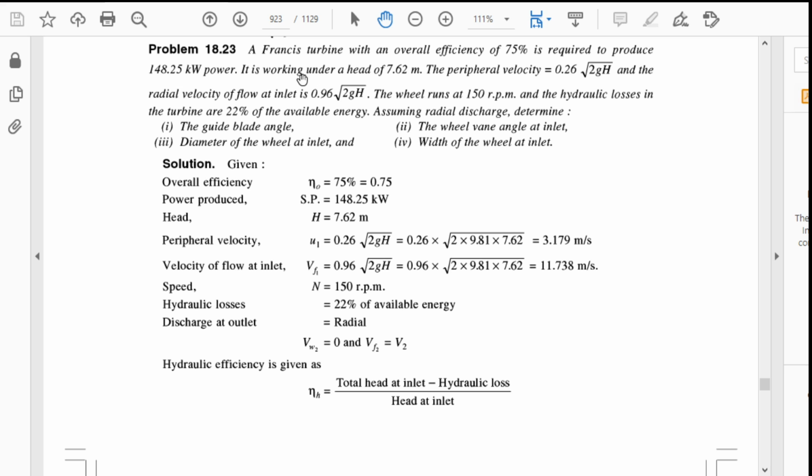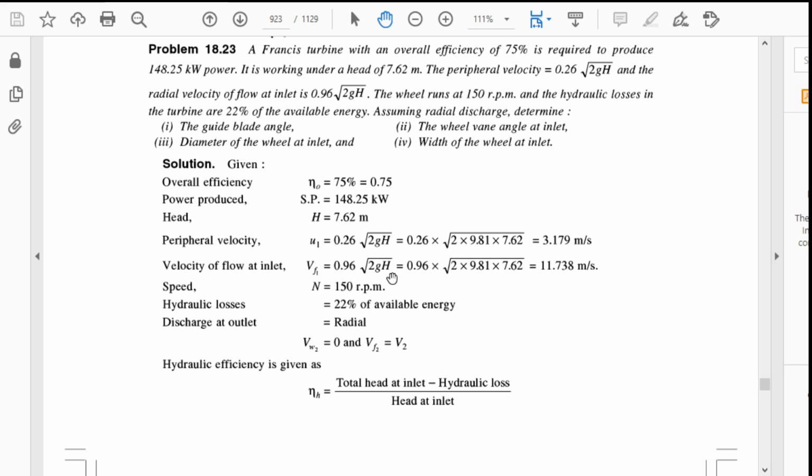Now this turbine is working under a head of 7.62 meters. That means H is given as 7.62 meters. Also two velocities are given. First is your peripheral velocity, which is u1, and the radial velocity of flow at inlet, that means velocity of flow, which is vf1, is given as 0.96 root of 2gh.